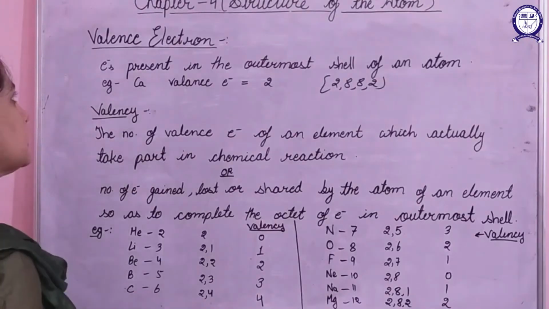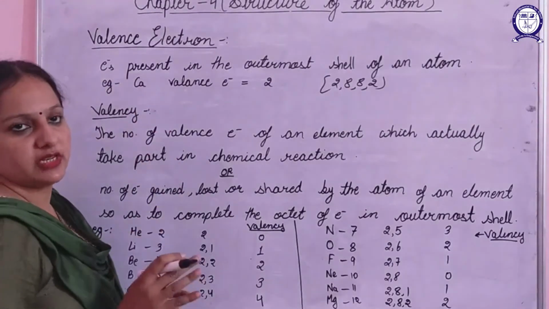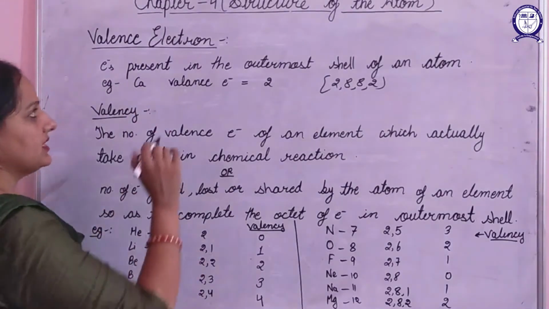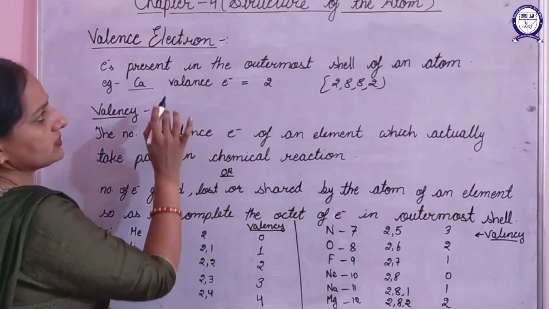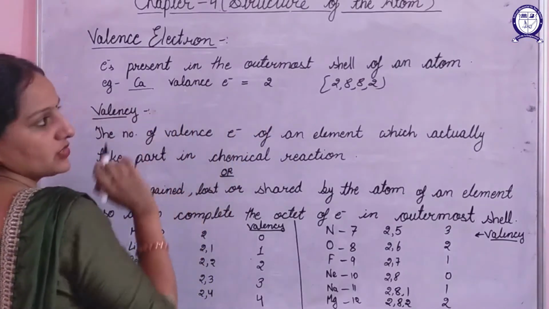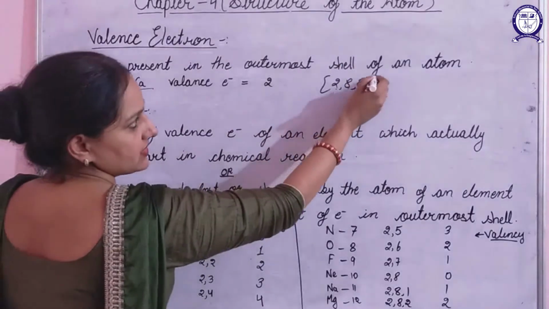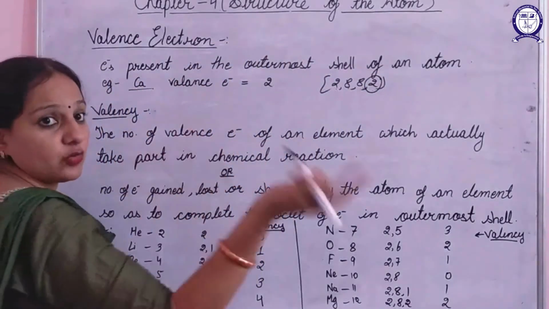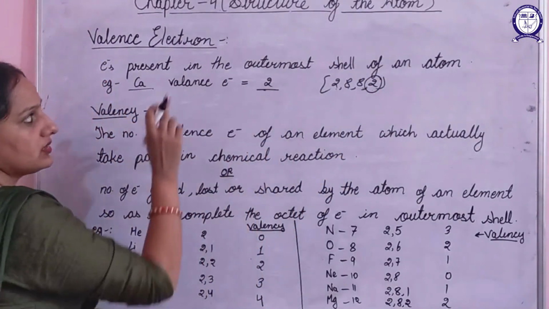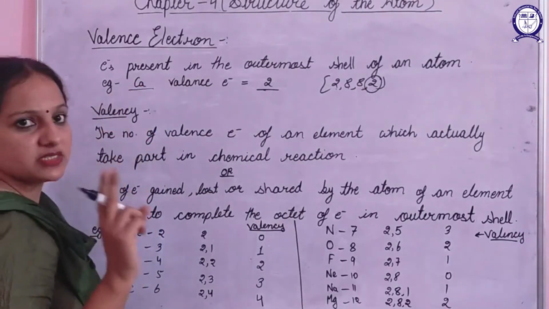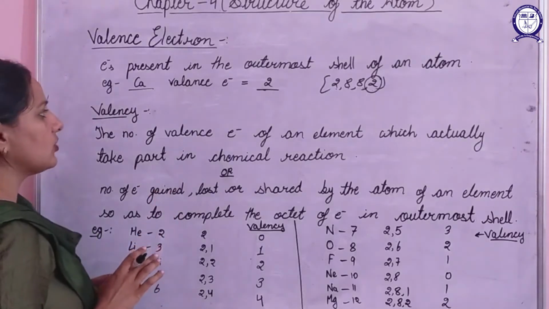Next is valence electron. Valence electrons are the electrons present in the outermost shell of an atom of an element. Suppose we consider the example of calcium. Its atomic number is 20. So we can write its configuration as 2, 8, 8, 2. That means the number of electrons in the outermost or last shell is 2. Hence the number of valence electrons in calcium is 2. So calcium has 2 valence electrons, that is, the number of electrons in the outermost shell.